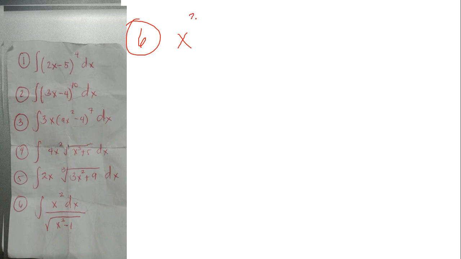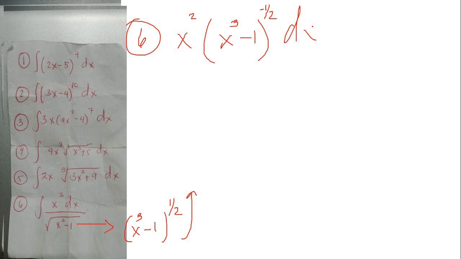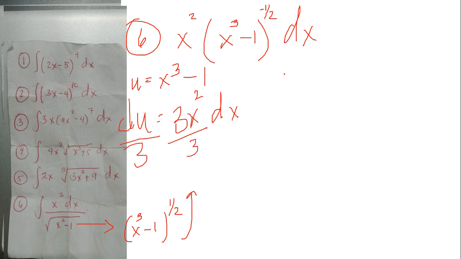So, x squared over square root of x cubed minus 1. So, itong nasa baba, gagawin natin siyang x cubed minus 1 raised to 1 half. Pag tinaas mo na siya, magiging negative 1 half dx. Then, yung u natin, of course, yung nasa loob ng quantity. Yung du natin dyan is magiging 3x squared dx. Divide mo lang sa 3. So, yung shortest na equation natin, u raised to negative 1 half, tapos du all over 3.